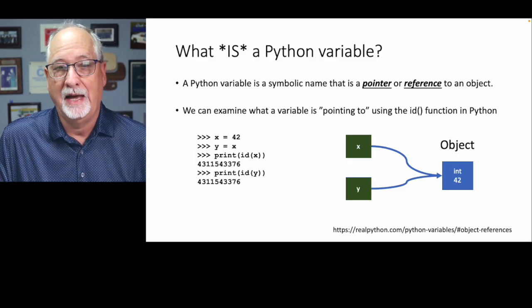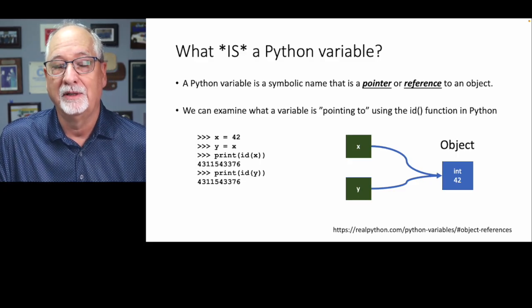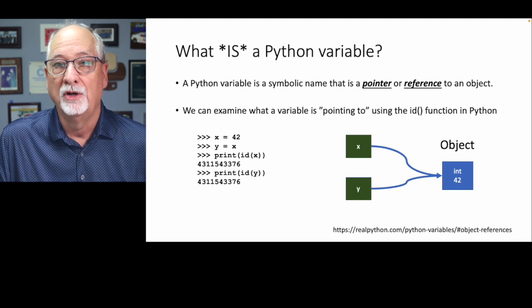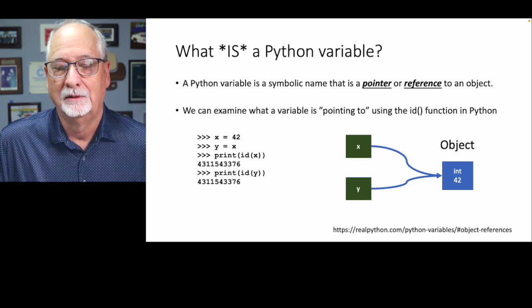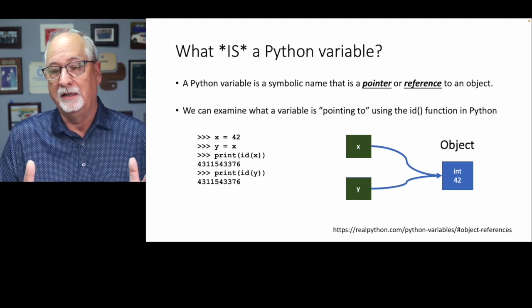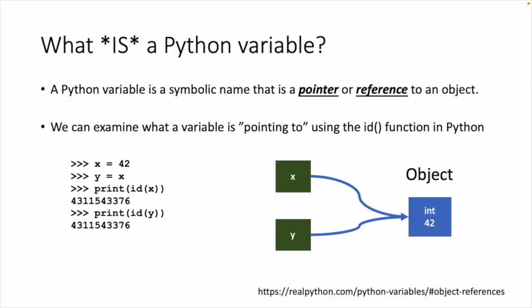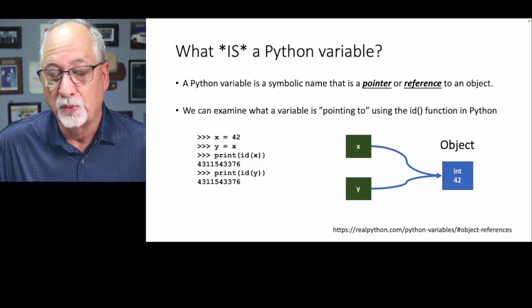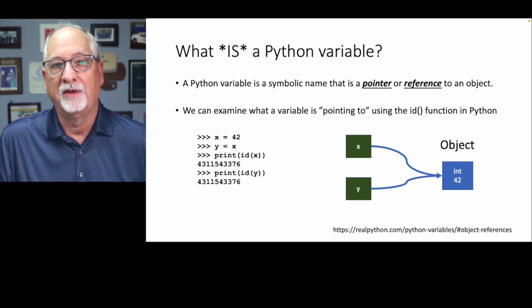This is what's really happening. A Python variable is a symbolic name that is a pointer or reference to an object. You can kind of see why I didn't explain this in the very beginning. We actually can use the id function to say, where is this variable pointing to? Now, not all Pythons, this is CPython, the Python that is written in C. With CPython, we can ask it, where is it?